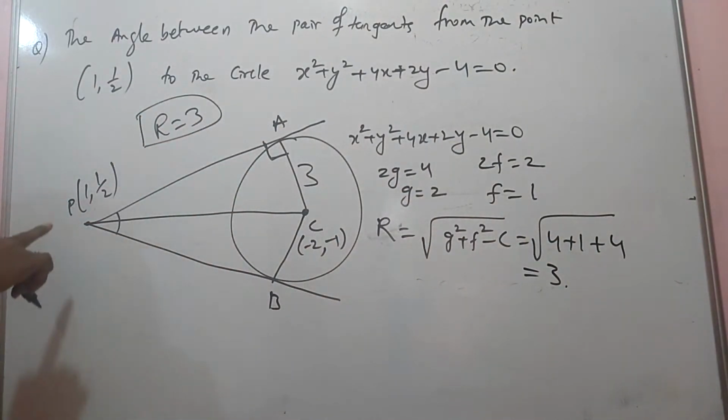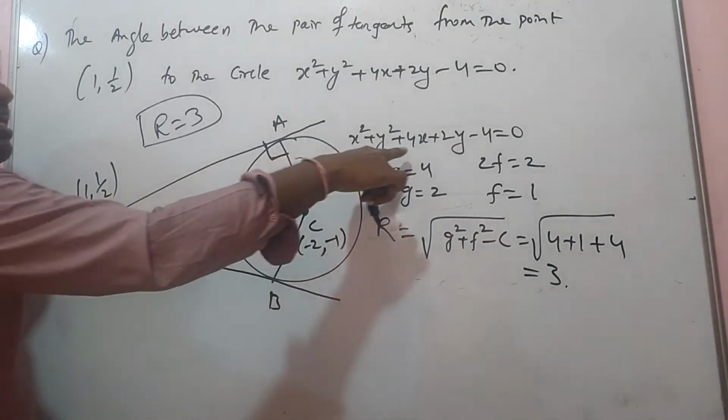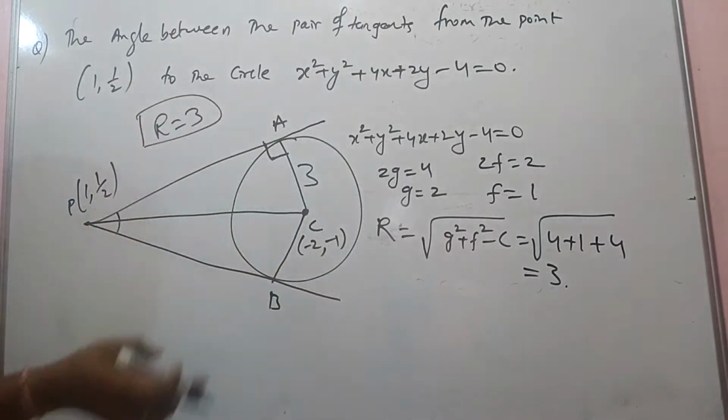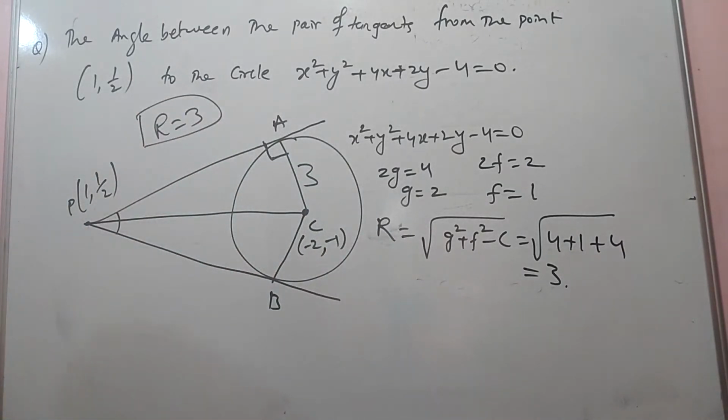And you can find L because you have a point. We can find L for this circle. We can find the angle also. Okay, is it clear to all? Yes, understood.